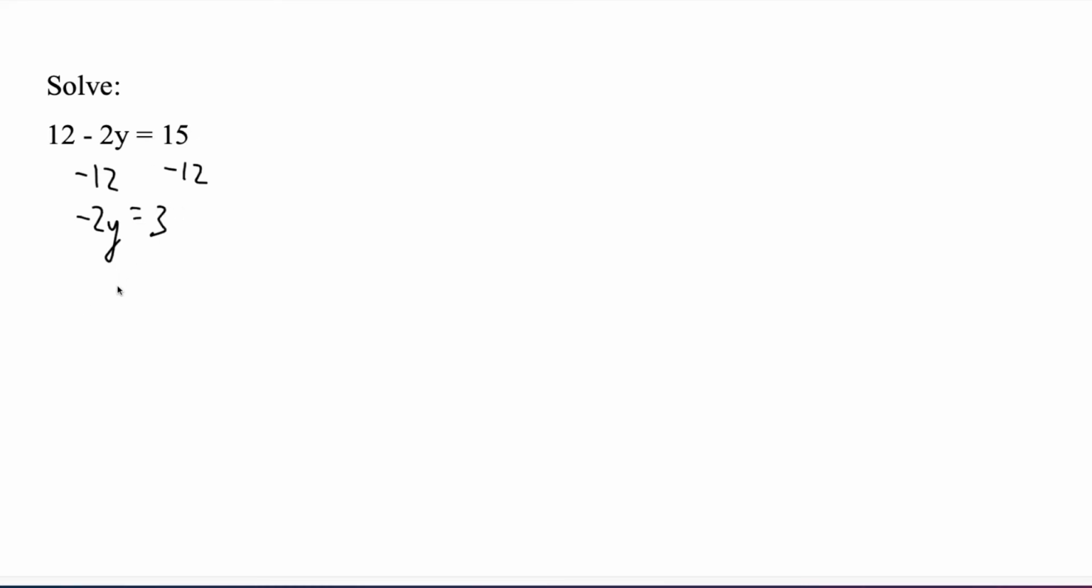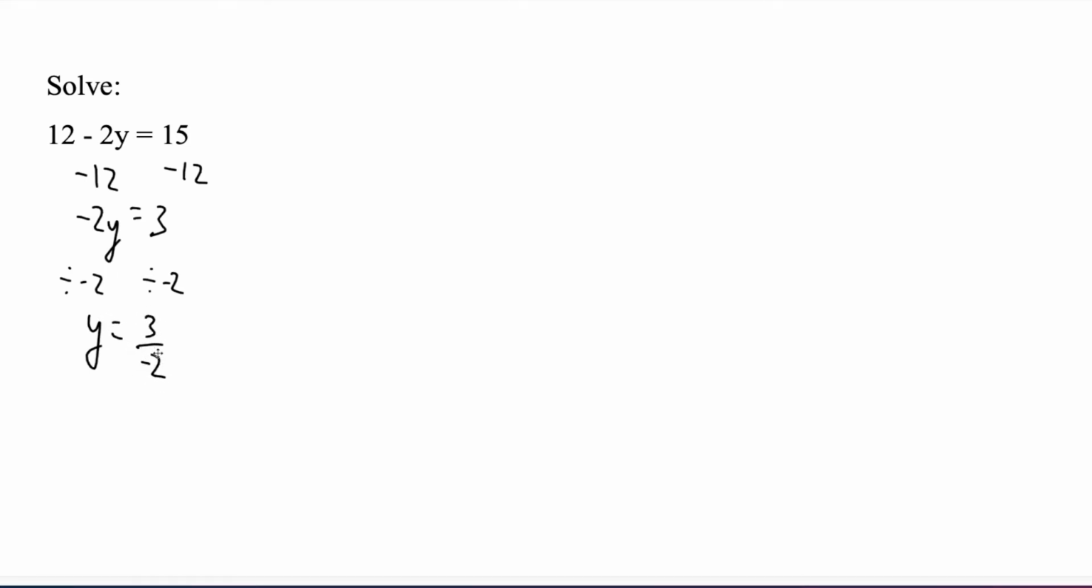Now in the next step, there are a few ways we can do it, but the easiest way, in my opinion, is to divide both sides by minus 2. Because if we divide minus 2y by minus 2, we get y. I hope that makes sense. So we have to divide both sides by minus 2. Then we have y is equal to 3 over minus 2.